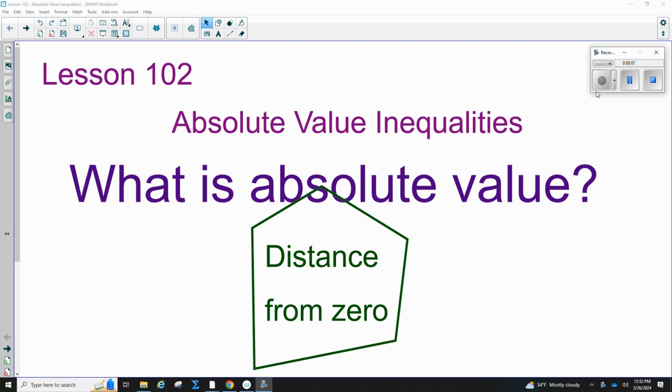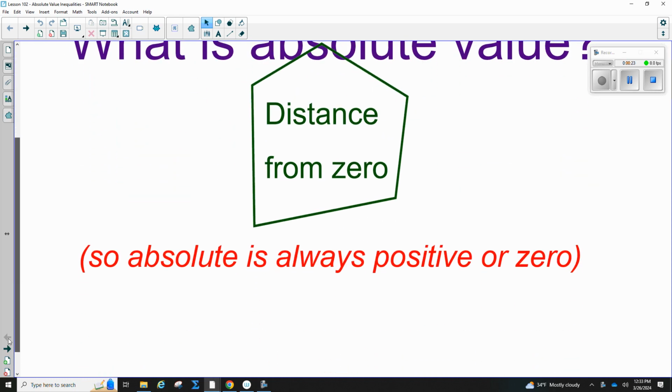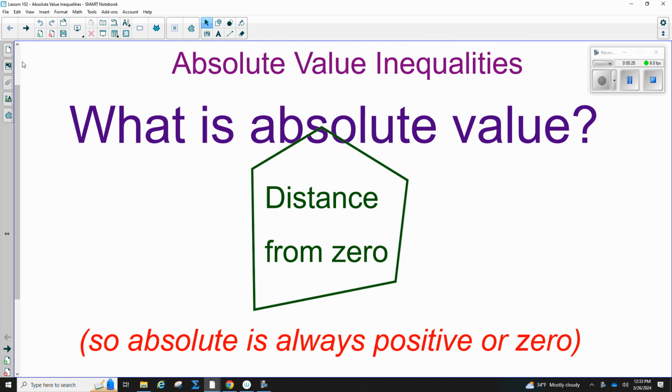All right, lesson 102. So absolute value, guys, first of all, just remember that absolute value is a distance from 0. So even if it's negative on a number line, it's still a positive distance. So distance always has to be positive, okay? So absolute value always makes things positive because it's how far away from 0 something is, all right?